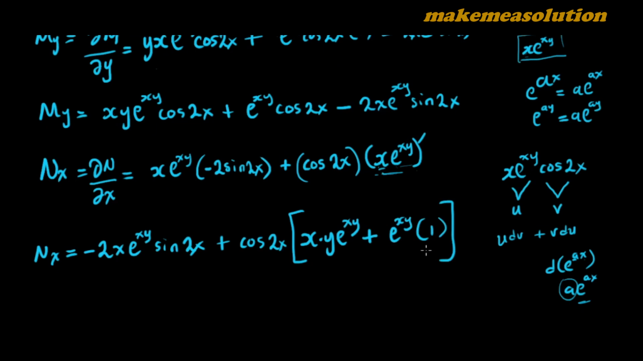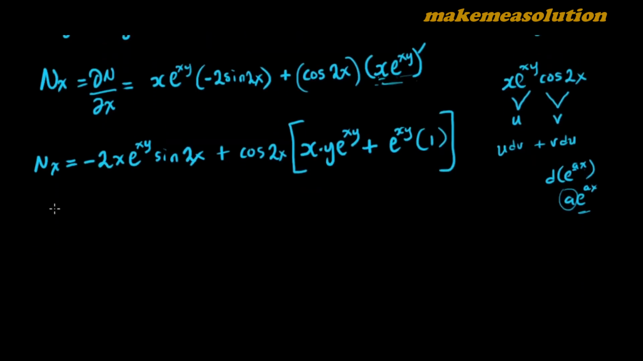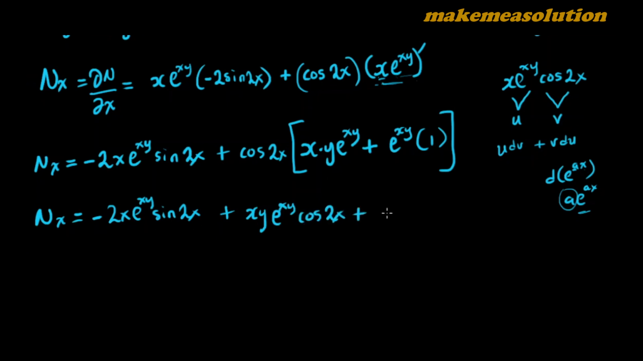Is that okay? So we are now going to open the bracket carefully and see what we get. So nx is negative 2x exponential xy sine 2x, then plus, opening this bracket, I'll have xy cos xy first of all, then exponential xy cos 2x, then plus exponential xy cos 2x.